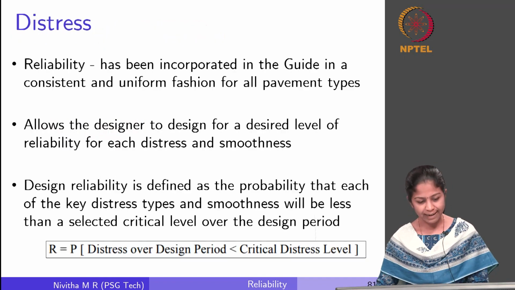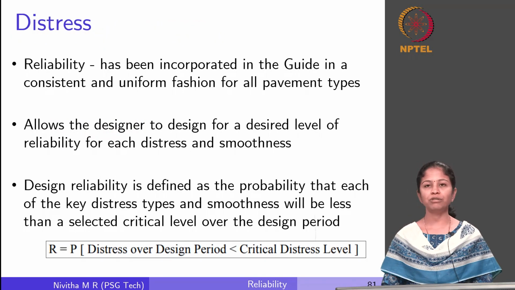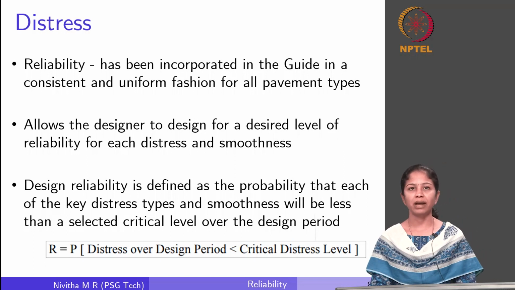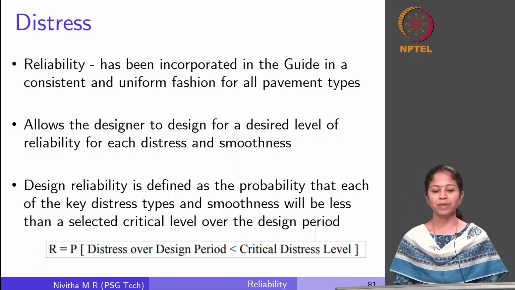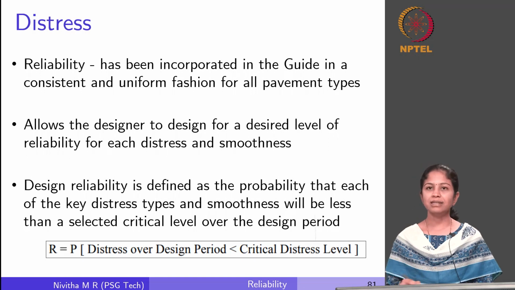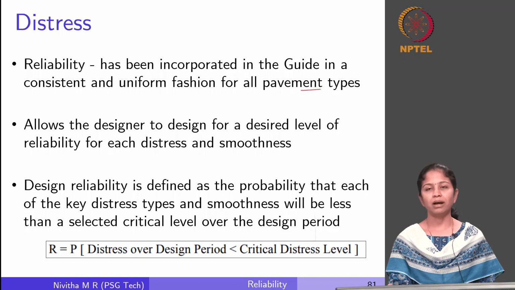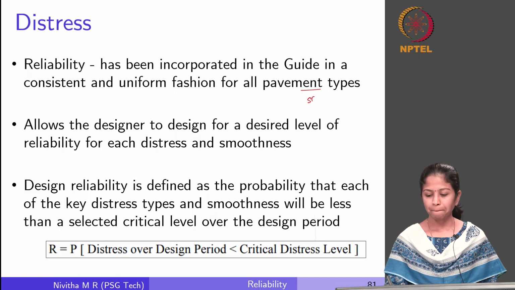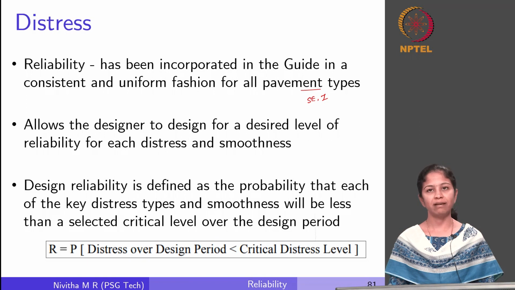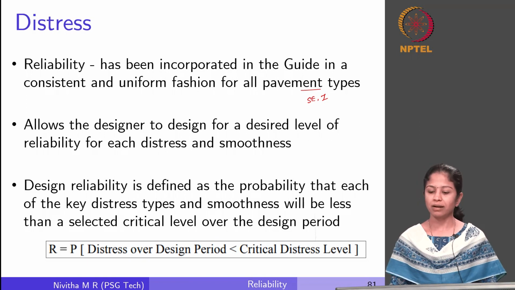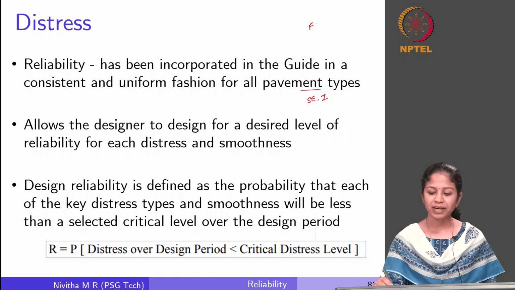So, let me take IRI as an example. I will go through this before I show you an example on IRI. So, this reliability has been incorporated in the guide in a consistent and uniform fashion for all pavement types, right. So, how do we consider this? We always have a standard error, right, and a standard normal deviate for any given reliability level. So, let us say I am predicting fatigue cracking, we always predict it at 50% reliability using the mean value.